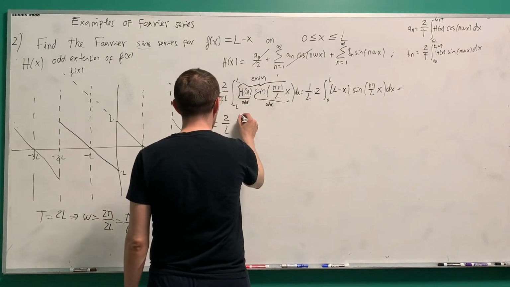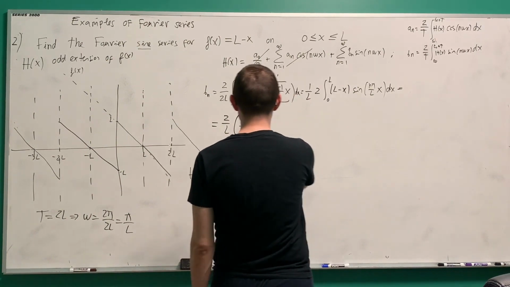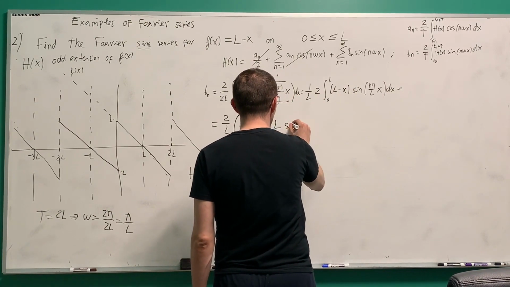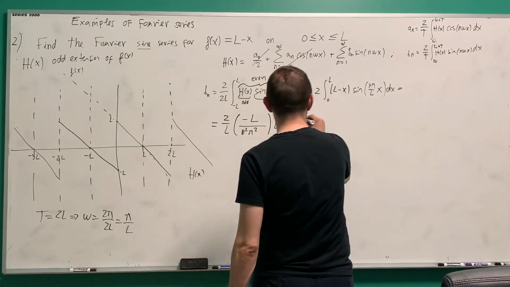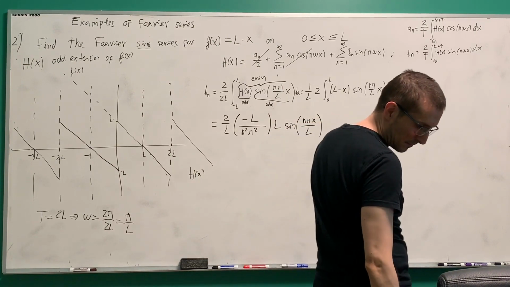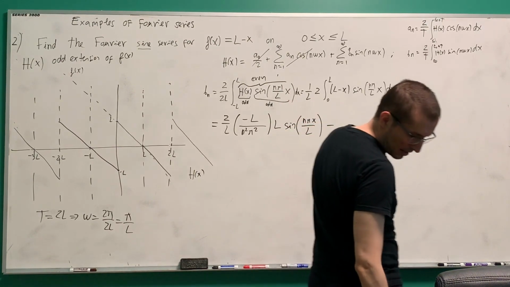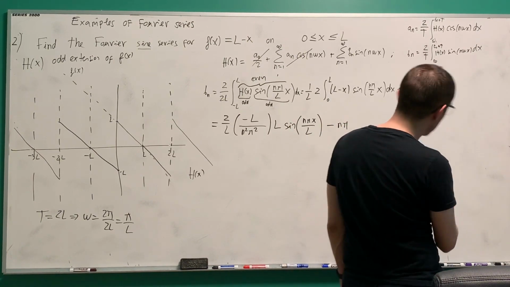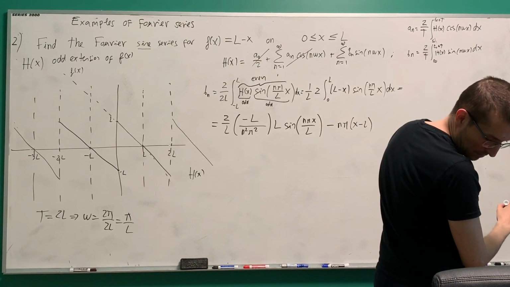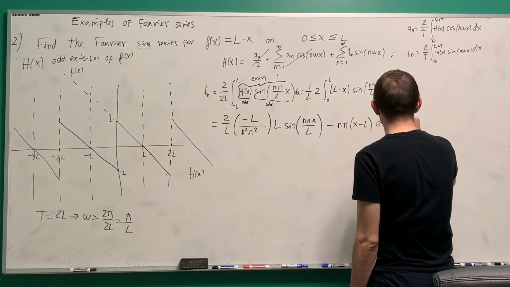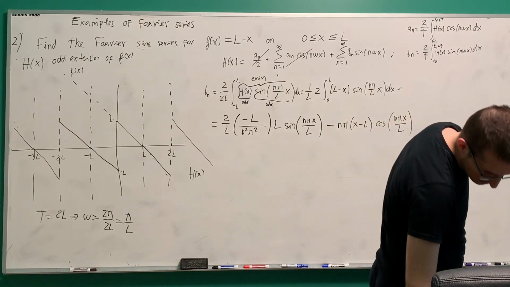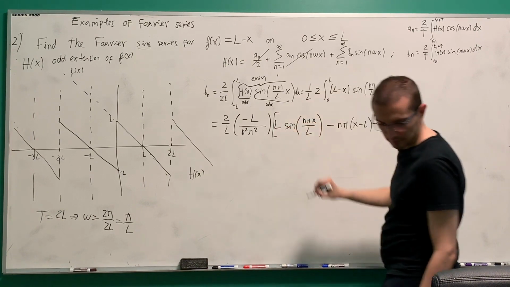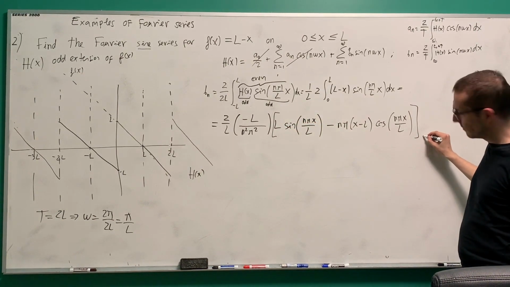Now multiplying minus L divided by n squared pi squared. Alright, and that multiplies L sine of n pi x divided by L. Alright, minus n pi, and multiplies x minus L, multiplying the cosine of n pi x divided by L. Alright, and that thing is actually multiplying the whole thing, right? And that thing is evaluated from 0 to L.